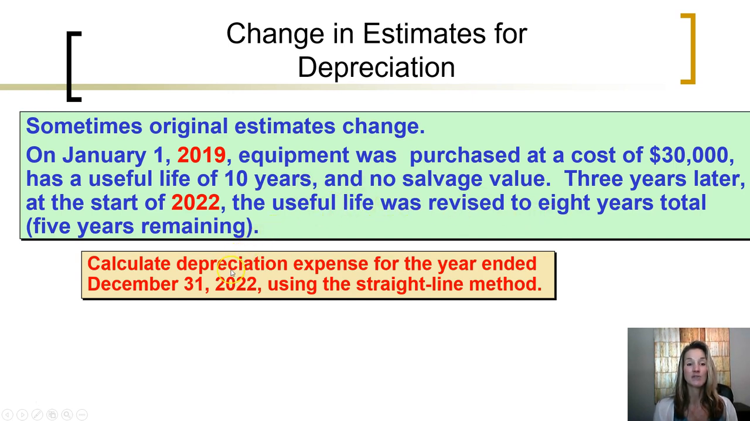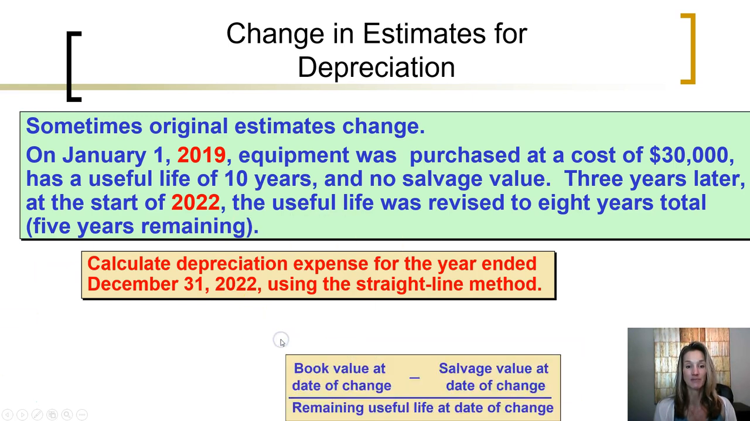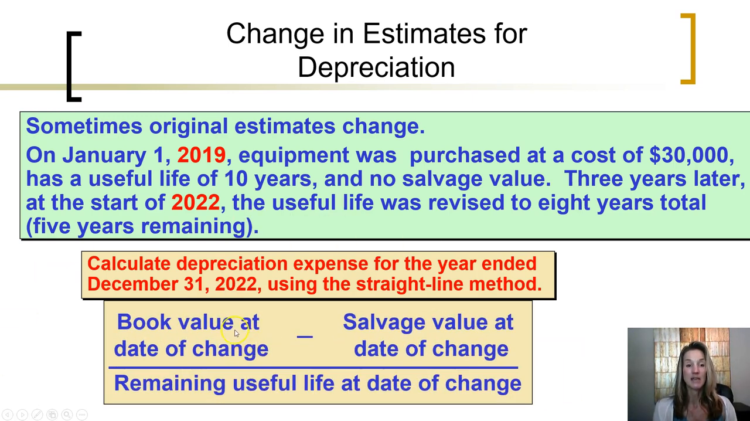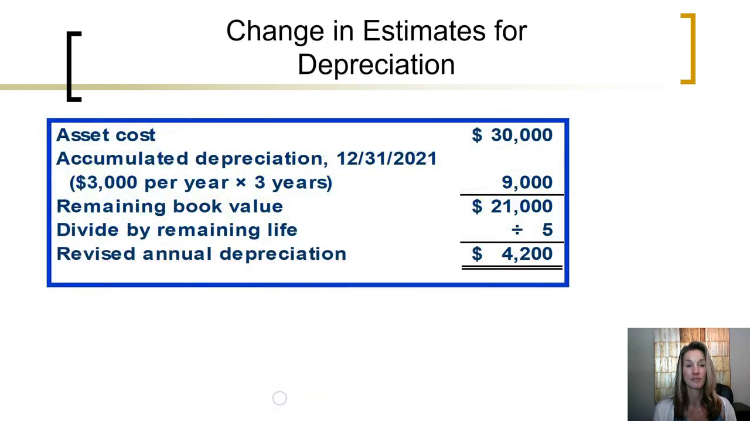What we're going to do is first calculate depreciation expense for the year ended December 31st, 2022 using the straight line method. That would be taking the book value at the date of the change minus the salvage value at the date of the change and dividing by the remaining useful life at the date of the change.